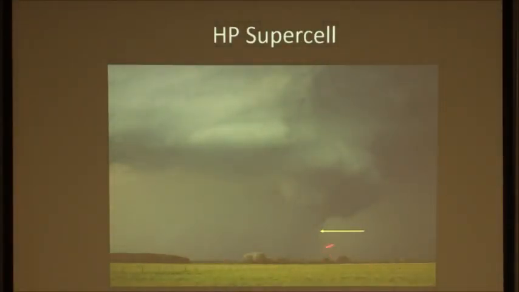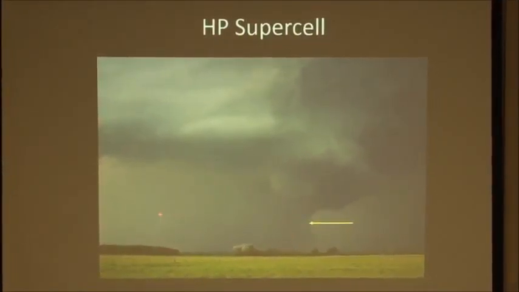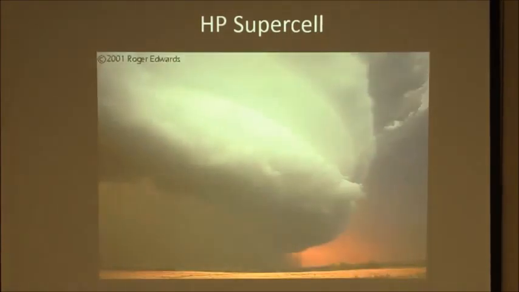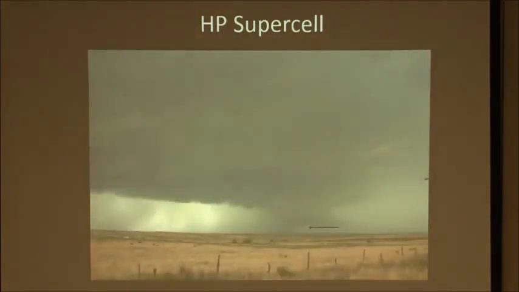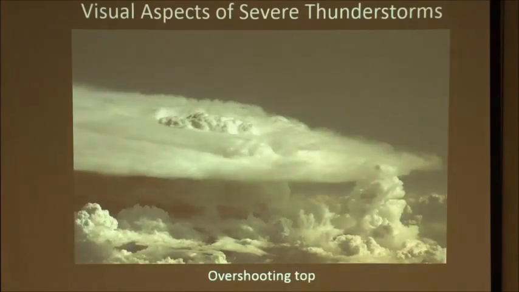So here's an example showing the tornado itself wrapped with rain all around it. Very difficult to distinguish a tornado from the rain shaft in general associated with it. And there's just different examples of supercells on here. You just go picture after picture.